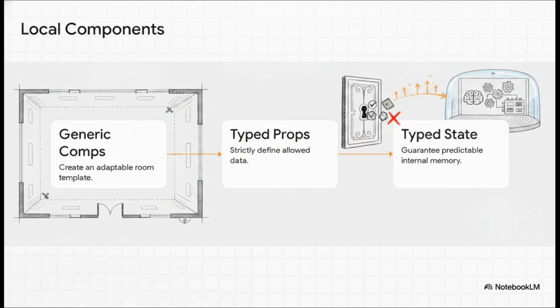Instead of hard coding what a component must be, we make it generic, allowing it to adapt while still remaining strictly typed. Second, typed props lock down the component's API, strictly defining the exact data contract allowed in. Literally nothing unexpected gets through. Finally, typed state secures the internal memory, guaranteeing the component's lifecycle remains entirely predictable and cannot mutate into some weird shape we haven't accounted for. So it goes component to props to state. It's this brilliant self-contained progression for local security.